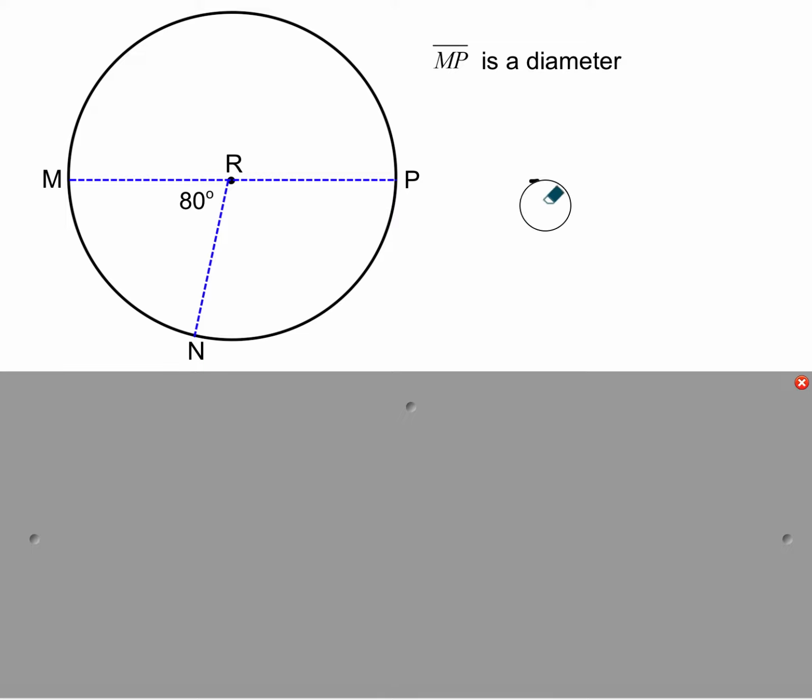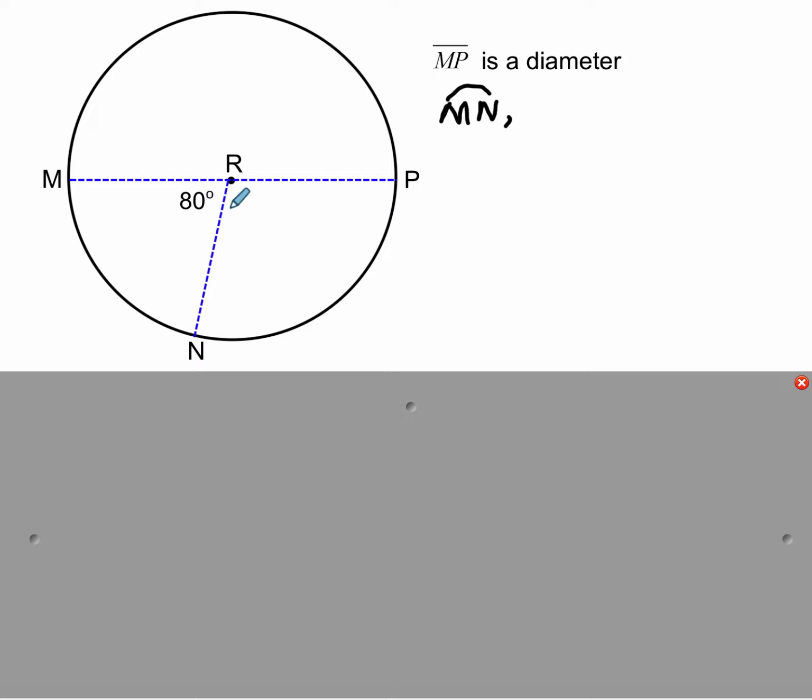Okay? So what I want you to do now is pause the video, and I want you to list as many arcs as you see in this picture. List them here. One that we've already done is arc MN. Make as comprehensive a list as you can of all the arcs that you see here. And when you're done, replay the video.